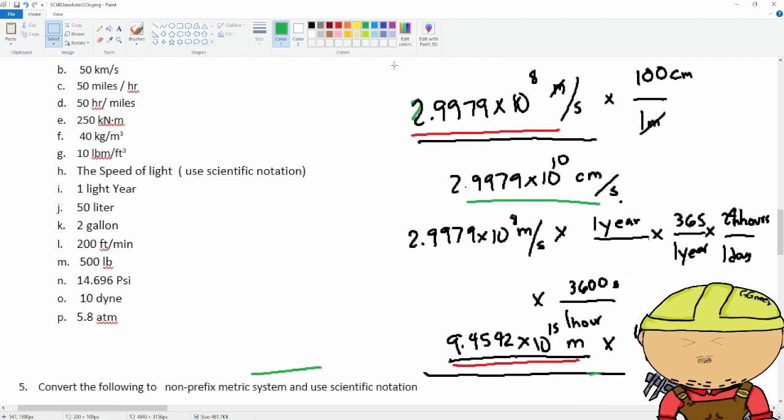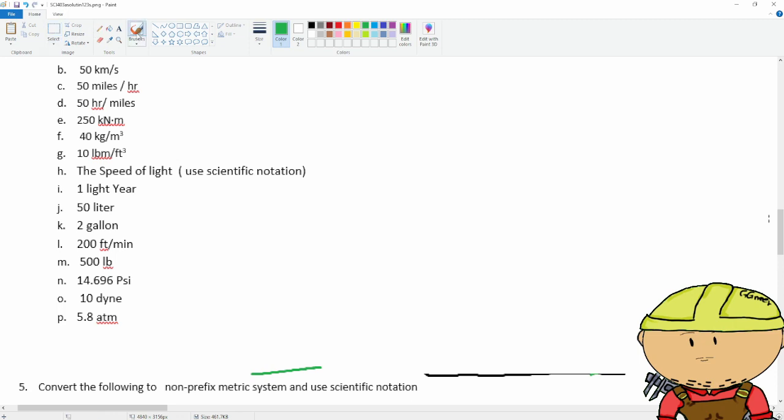Okay, let's continue for letter J. Letter J, 50 liter. Conversion: 1 liter is 1,000 meter cube. And that's gonna be... no. Opposite, actually. That's wrong. 1 meter cube is 1,000 liter.